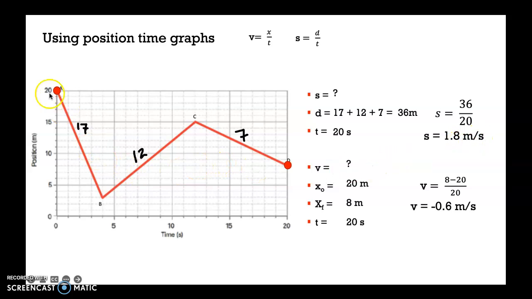But when we're looking at our velocity between A and D here, we have a starting position of 20, an ending position of 8. So that's going to mean that my overall velocity going from position A to position D is a negative value because my object is ending further down than where it started. So we have that negative value because we moved down the y-axis. So we would do 8 minus 20 divided by 20, which gives us a negative 0.6 meter per second.